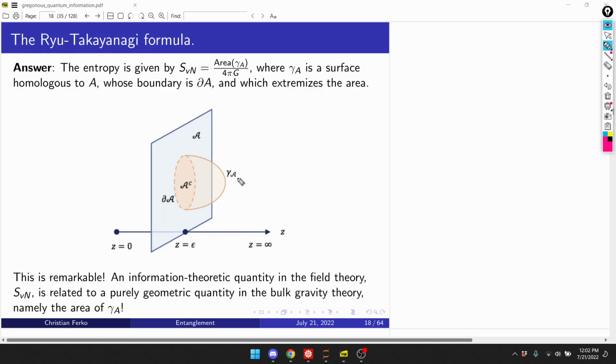And the area of this surface measures the von Neumann entropy, or the entanglement. So this is very nice. This is a correspondence between an information theoretic quantity in the field theory and a purely geometrical quantity in the bulk, namely the area of some surface. So this is why string theorists have become interested in this subject recently.